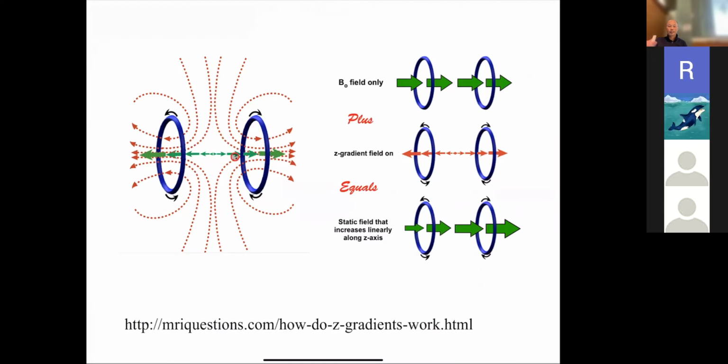Okay. So notice, because it's a Z gradient, you have both positive and negative with respect to the isocenter. So once again, here is what we call the isocenter. By definition, that's the center of the magnet. It's also where those added gradient fields are equal to zero. So the isocenter never has any added fields to it, ideally.